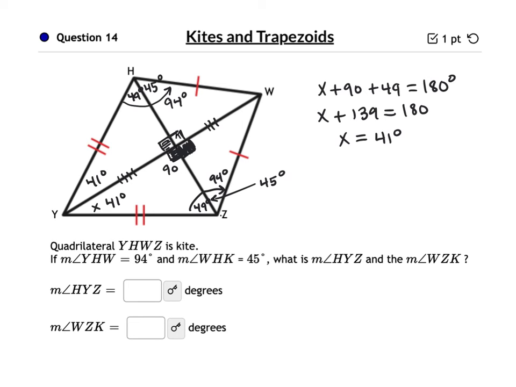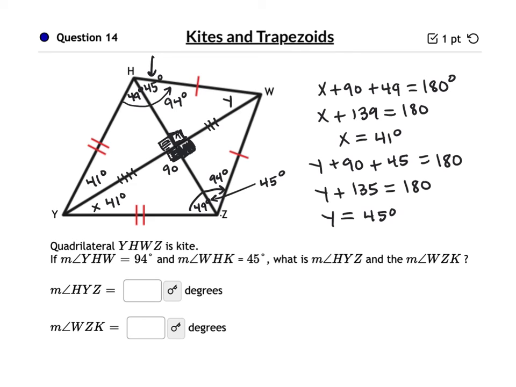I can do the same thing up here. I'll call that angle y. I know that y plus the 90 right here, plus the 45 right there, is equal to 180. The three angles in that triangle add to 180. That's y plus 135 is 180. And if I subtract 135 from 180, I get 45 degrees. So this angle is 45 as well as this angle.